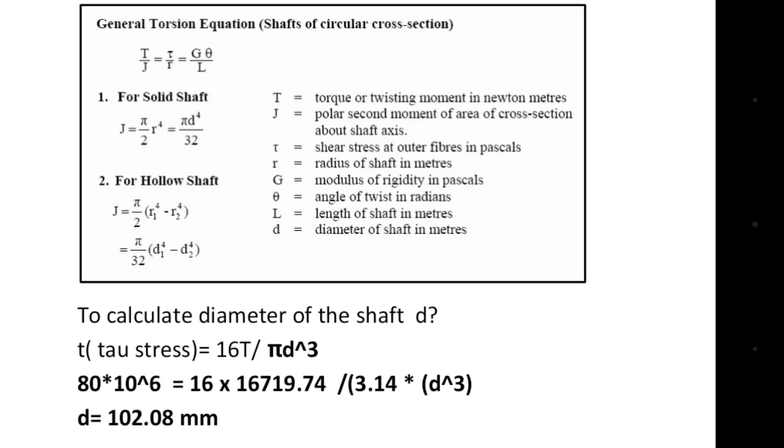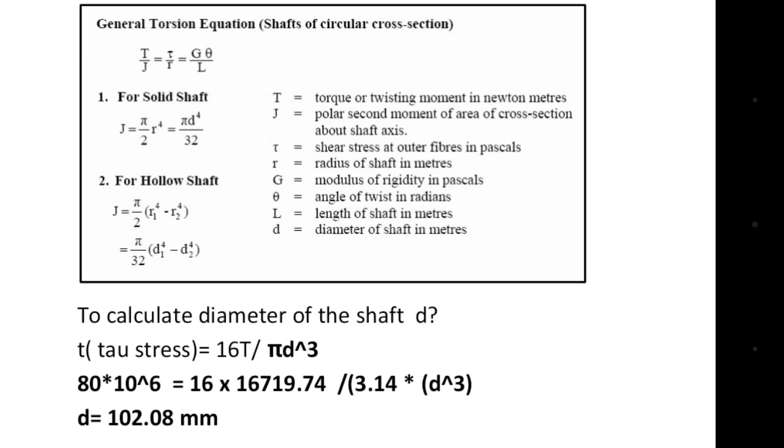In part 2, we are using the general torsion equation for the solid shaft. It is T by J is equal to tau by R is equal to G theta by L. I have also written some of the details for you. J is the polar moment of inertia. Since we are talking about the solid shaft, we take it as pi d to the power 4 divided by 32. Let's go ahead and substitute the values.